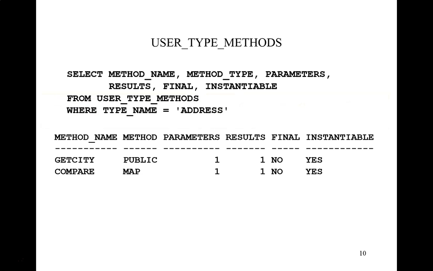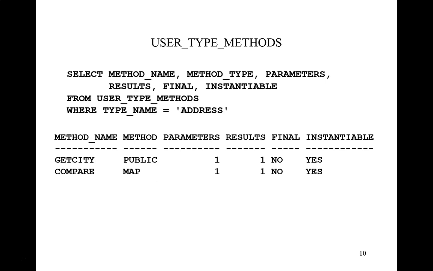Here's an alternative to using the describe command to obtain some of the metadata. Here we're running a query against user type methods, and we've extracted a few of the columns. So notice we have a method named getCity. It's public. The parameters, well, there's one parameter, one result, and so on. And compare is a map method. What's interesting to note here is that there is one parameter for each method. But if we go back and look at the descriptions of these methods, we didn't declare any parameters for the methods. Why is there one?